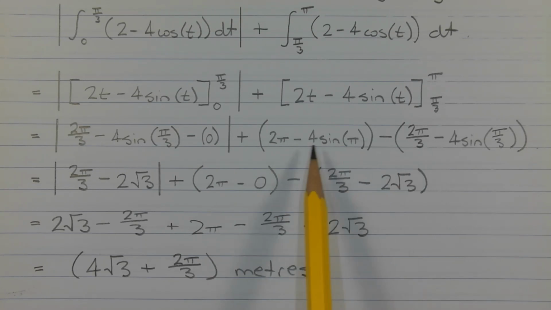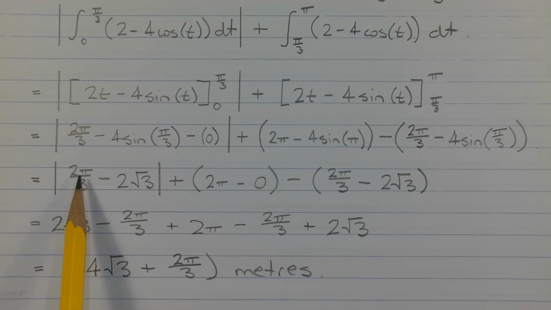Now, expanding the brackets here, in other words, this negative gets multiplied through to the terms inside the bracket. Also noting that 2 pi over 3 minus 2 root 3 inside the absolute value brackets is negative. So if we then remove the absolute value brackets, we need to switch these two terms around to make it positive. So removing the absolute value brackets, switching these two terms around, and expanding the brackets here, we get 2 root 3 minus 2 pi over 3 plus 2 pi minus 2 pi over 3 plus 2 root 3. Combining the like terms, that gives us 4 root 3 plus 2 pi over 3 meters.